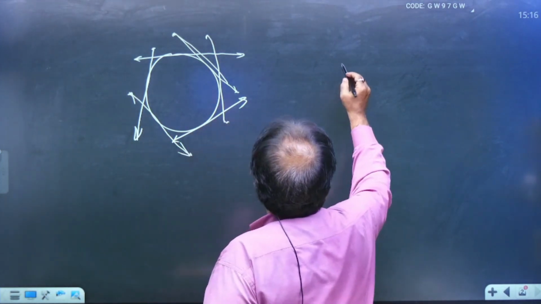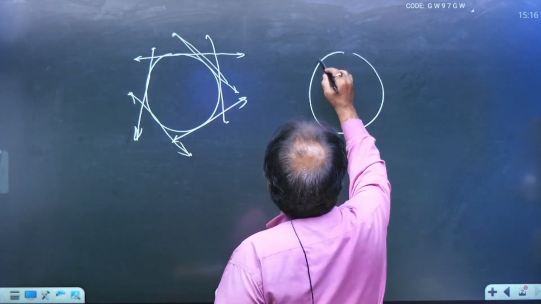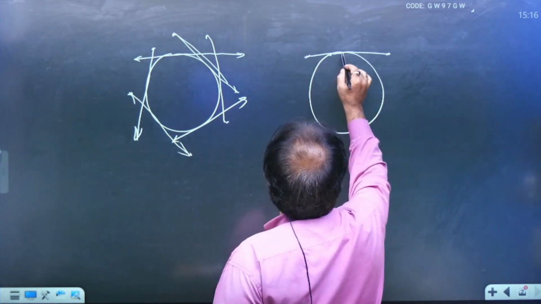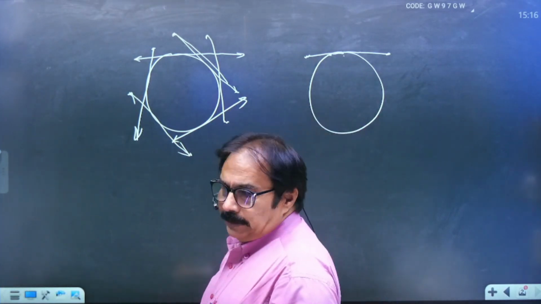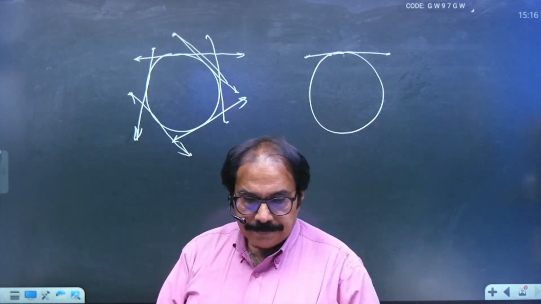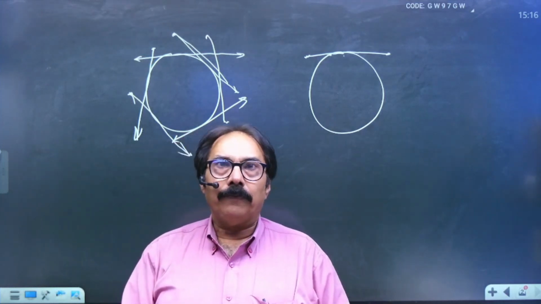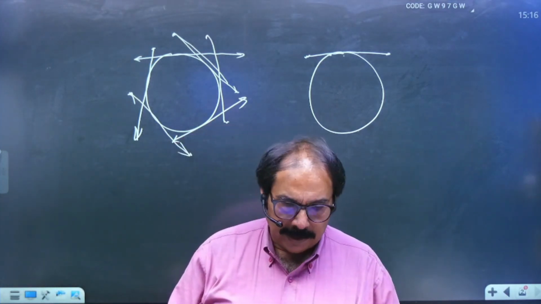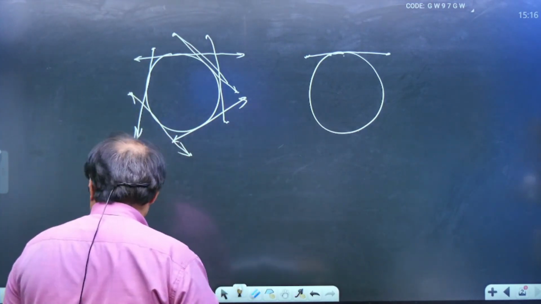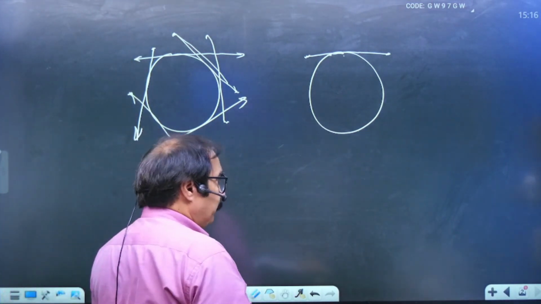But from a given point on a circle, we can draw only and only one tangent. So these are the introduction and concepts.